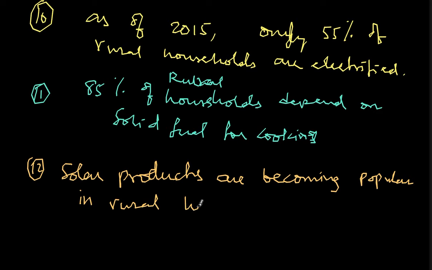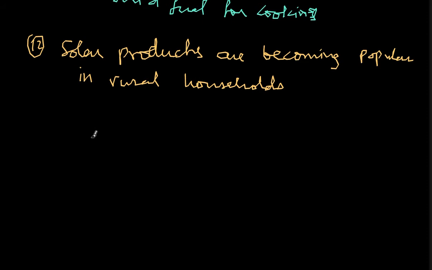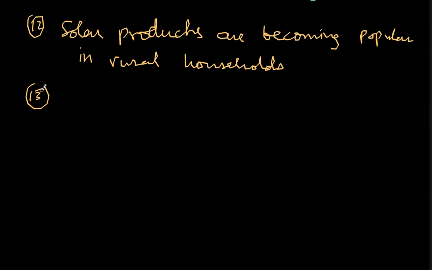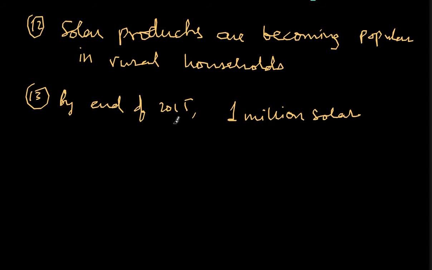So what are the examples of solar products? There are some government projects, and by the end of 2015, 1 million solar lanterns were sold in the country.